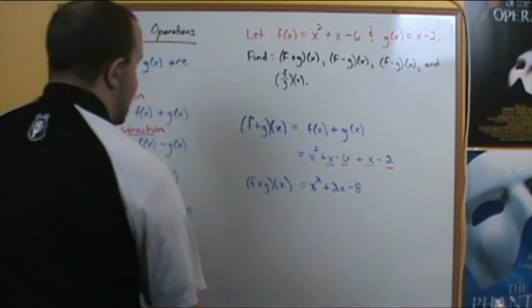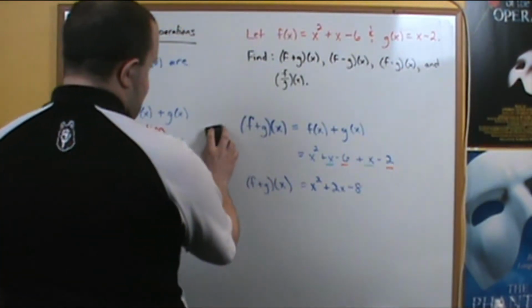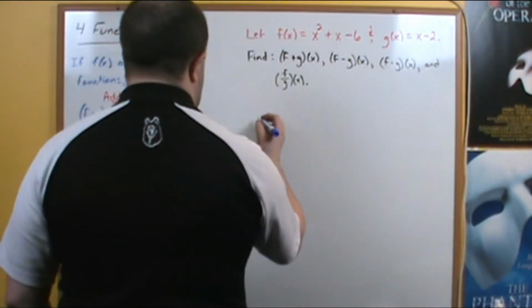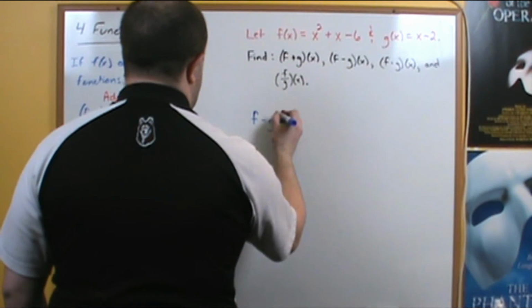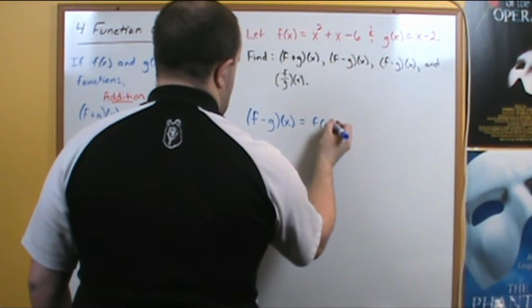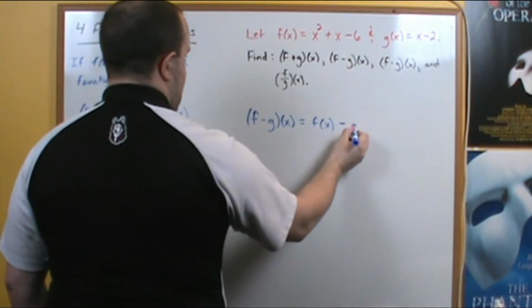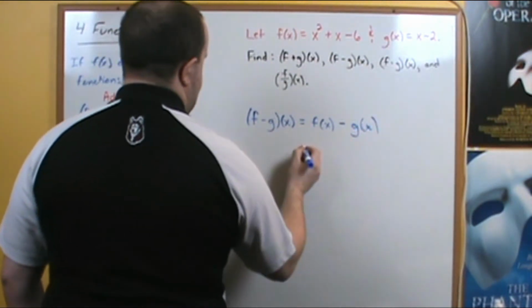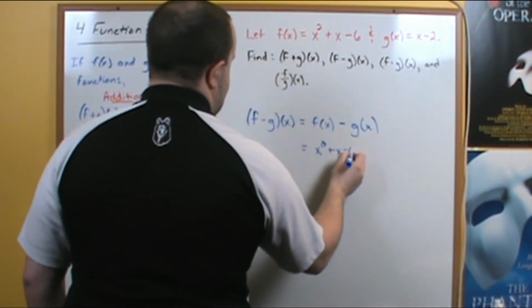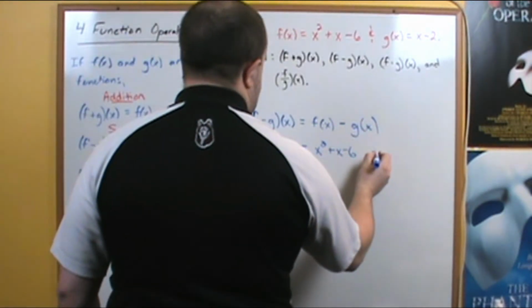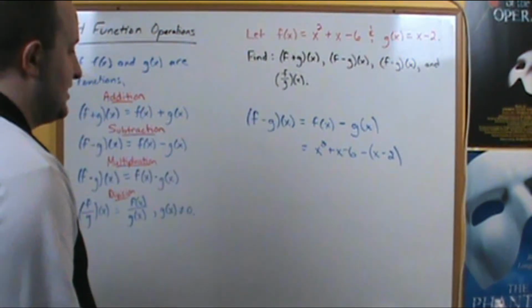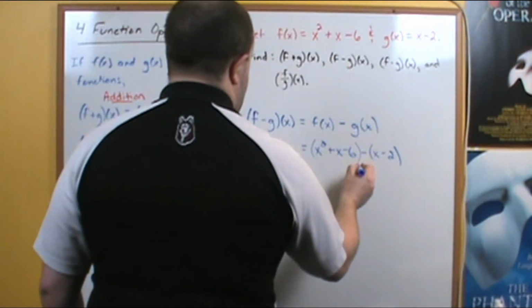Now let's look at f minus g of x. Alright, that's function subtraction. So f minus g of x, that's the function f of x minus the function g of x. F of x is x squared plus x minus 6. G of x is x minus 2. And we're subtracting g of x from f of x.